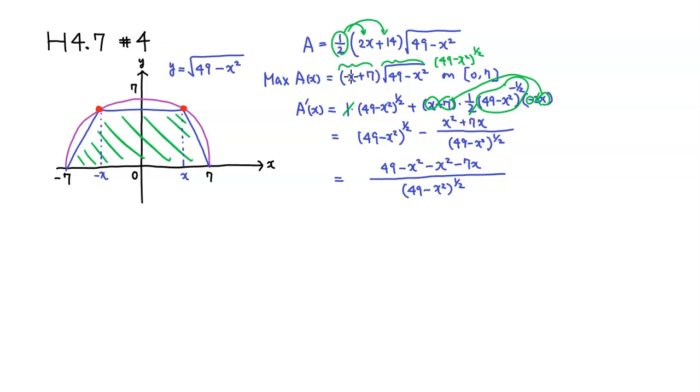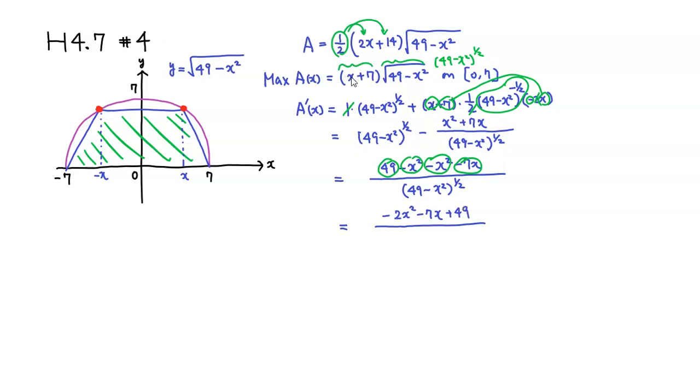So let's clean up a little bit here. We're going to have negative 2x squared by combining those two together, and then also minus 7x, and then we have plus 49.